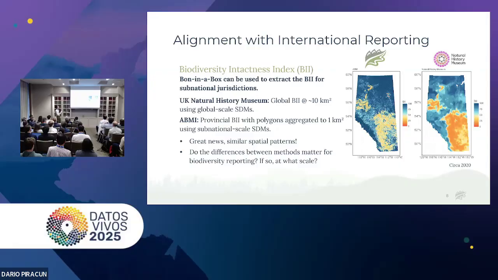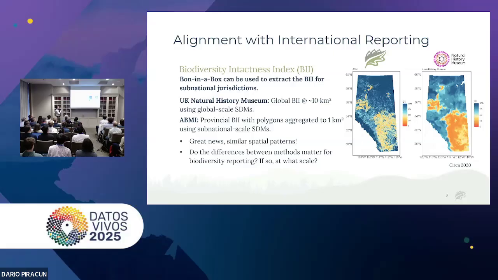And so let's focus on the Biodiversity Intactness Index. So through the BON in a Box platform, you can query it and you can get the information that you need for a subnational jurisdiction for whatever year of interest. And so this layer is based on the UK Natural History Museum's Global Biodiversity Intactness Index. So this is a 10 kilometer squared resolution data product. It is a global scale land cover inventories. It is global scale species distribution models. And so you can see on the right here, you can see where in Alberta has probably been impacted. For reference, for those of you not from Canada, that is our agriculture area of the province. So it's, most of it was grasslands previously, and now it is crops.